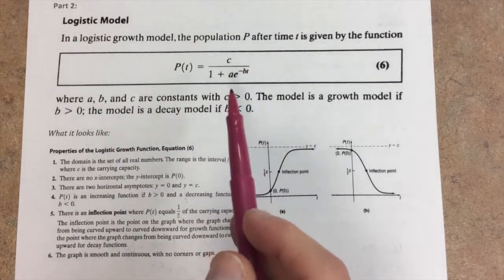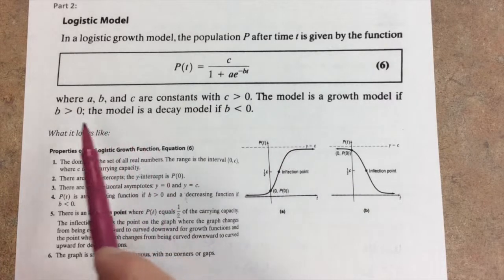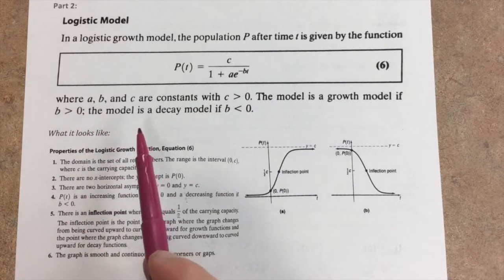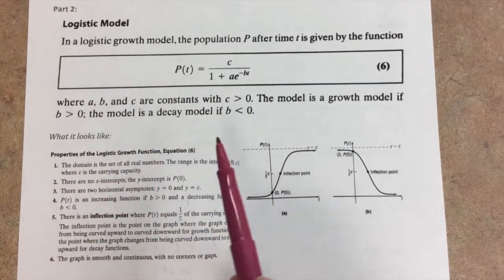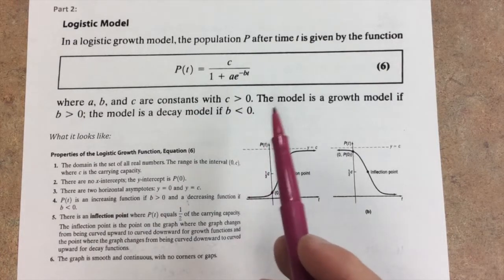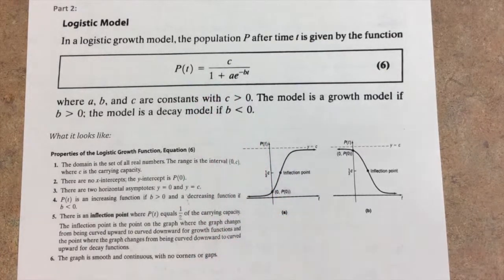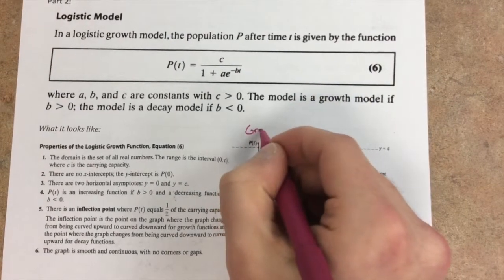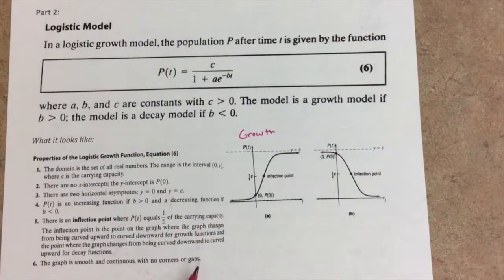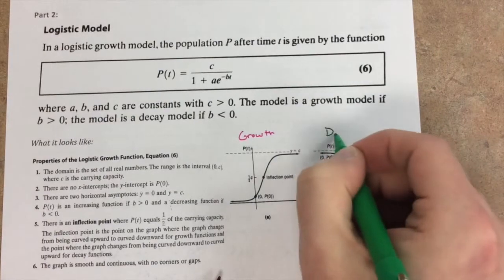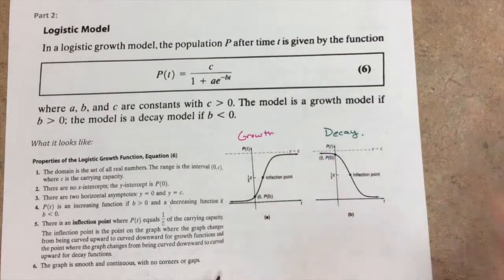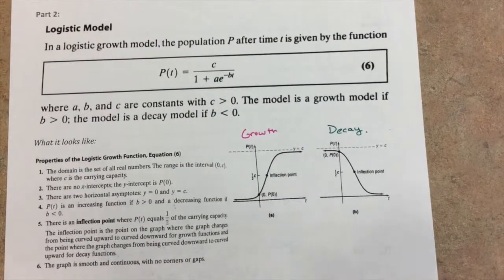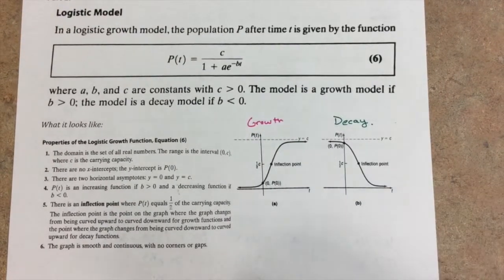C is bigger than 0, so it's positive, and B is bigger than 0. And the model is a decay model if B is less than 0, because if B is less than 0, then that's positive. So this is our growth model, and this is our decay model. So I just took these facts to describe the logistical model. You can obviously read through them.